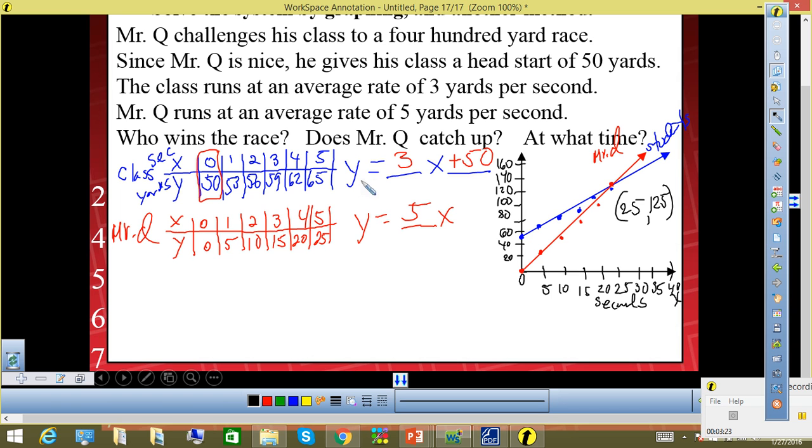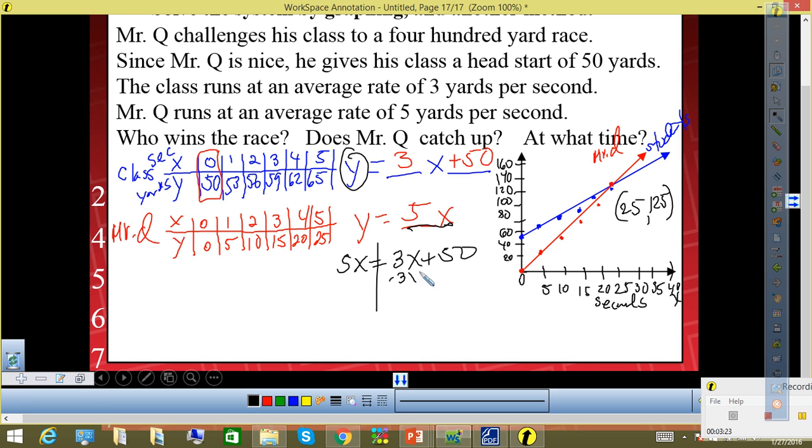Substitution. So y is 5x. So here instead of y, we write what? 5x equals 3x plus 50. Subtract 3x, subtract 3x. 2x equals 50. Divide by 2. x equals 25. Did we get that over here? Yes.